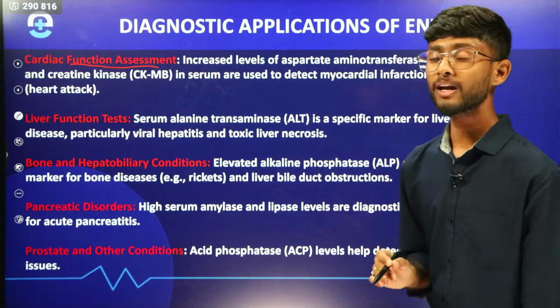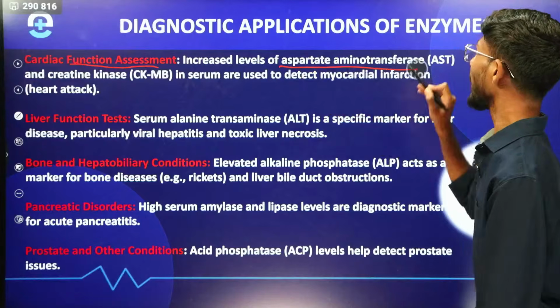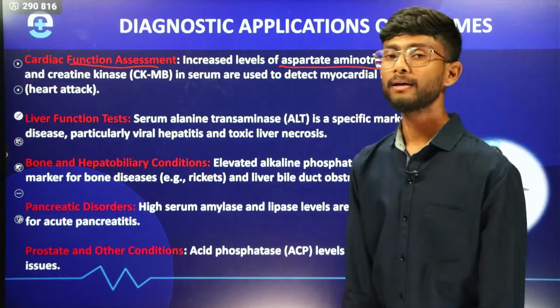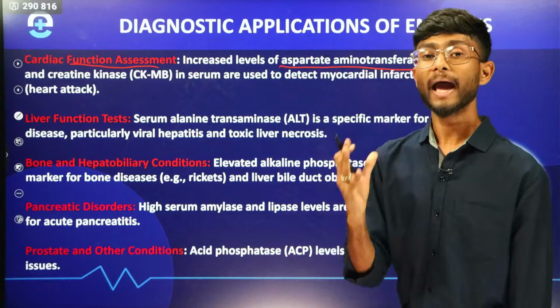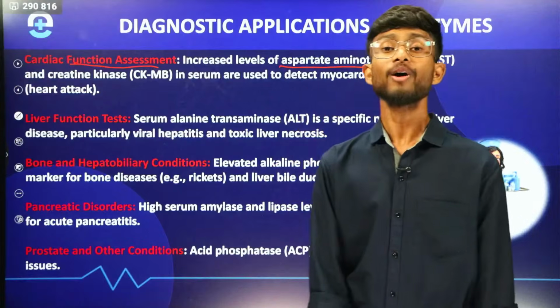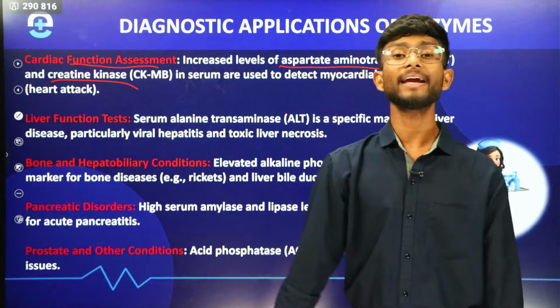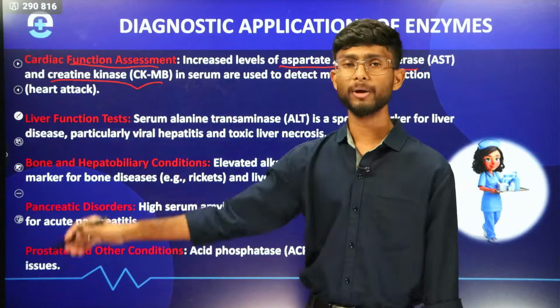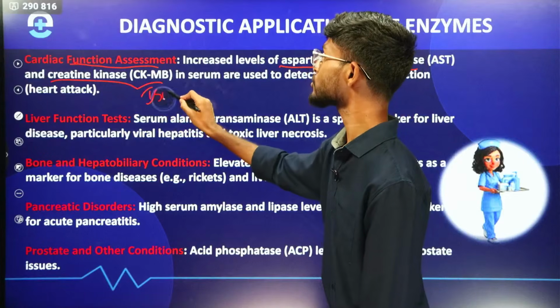You will check the increased level of aspartate aminotransferase. In short, you will say AST. This is the enzyme which is helpful for cardiac function. And also creatine kinase, that is CK-MB. This is the isoenzyme.